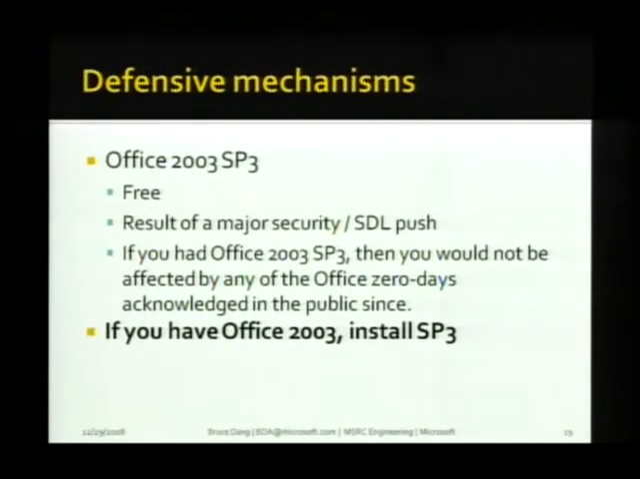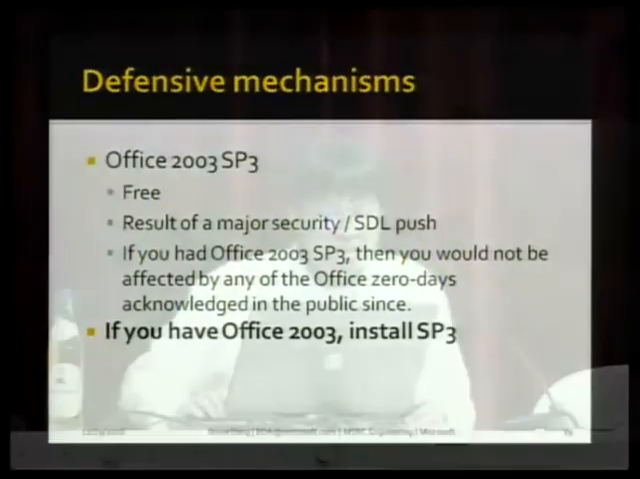The other option is if you have Office 2003, just install Service Pack 3, which we released like in December or something like that. It's free, and basically SP3 is the result of a major security push. We fixed a lot of bugs there. And one fact is, if you have Office 2003 SP3, then you would not be vulnerable to any of the quote-unquote zero-day exploits that were acknowledged in the public. In fact, I've never seen one that affects Office 2003 SP3. We have seen bugs that affect 2K3 SP3, but I haven't seen real exploits that work on it. So if you have Office 2003, just install SP3.